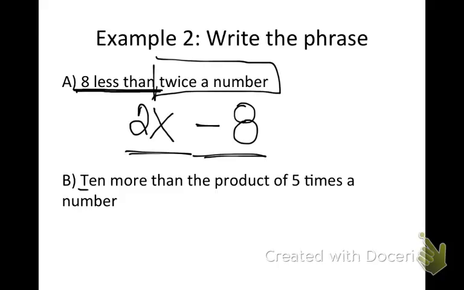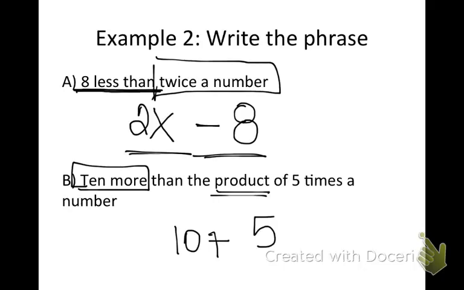Here's another example. I have 10 more than the product, again if I can't remember what the words are, I might want to look them up, the product of 5 times a number. So here's 5, and the product means to multiply, so times x. So here I have 10 more than the product of 5 times a number. Again, if you need to pause the video, go ahead and pause the video. If you have any questions, go ahead and write those down on the side. I don't expect you to be perfect at this. That is why we're going to do some practice problems.